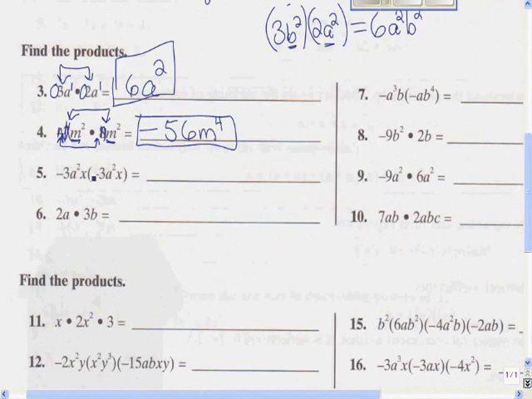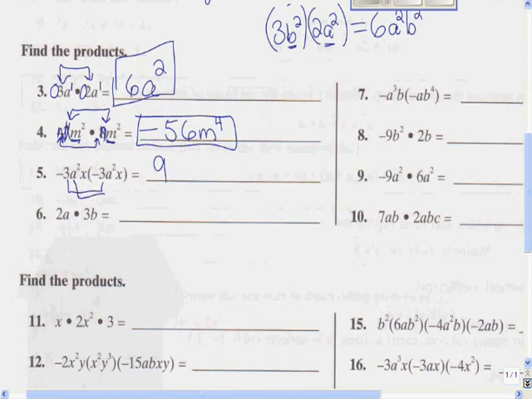Okay, now here we've got a negative and a negative. The dot means multiplication, and parentheses means multiplication. So we've got a negative and a negative. That means our signs are the same, so that means our answer is going to be positive. Now let's do the numbers. 3 times 3 is 9. So we know it's going to be a positive 9.